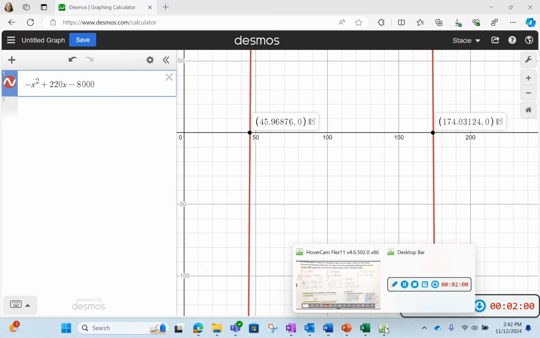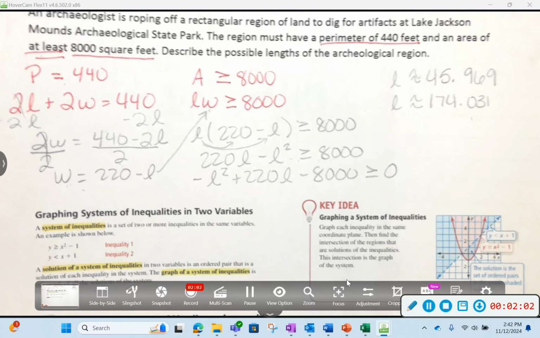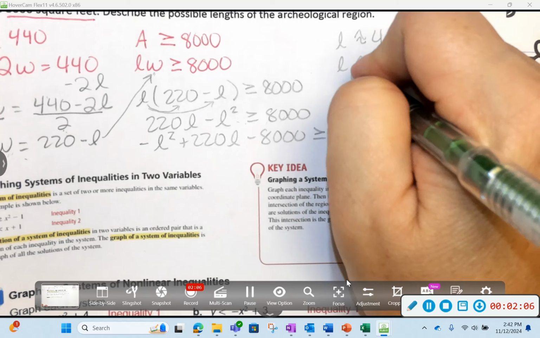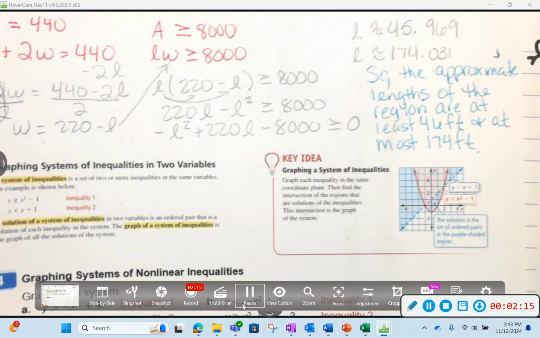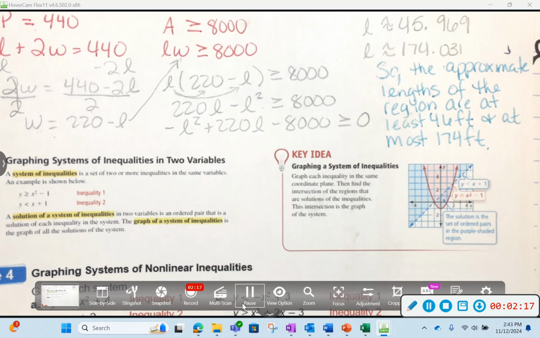All right, so let's come back to here so we can write that down. So the approximate lengths of the region are at least 46 feet and at most 174 feet. I'm going to add that and come back. All right, so voila, it's written.